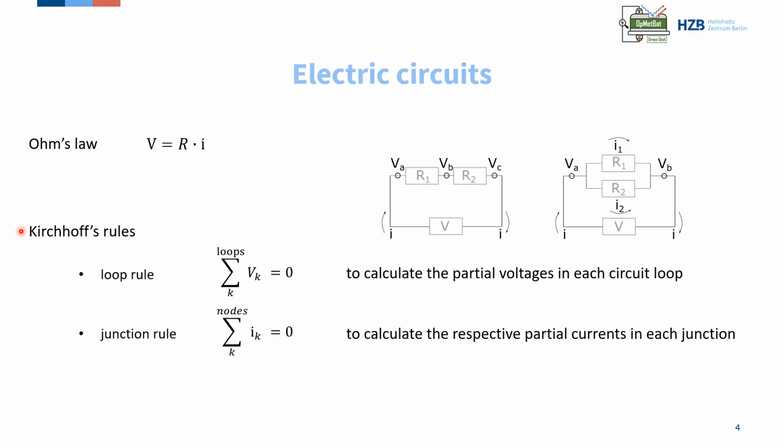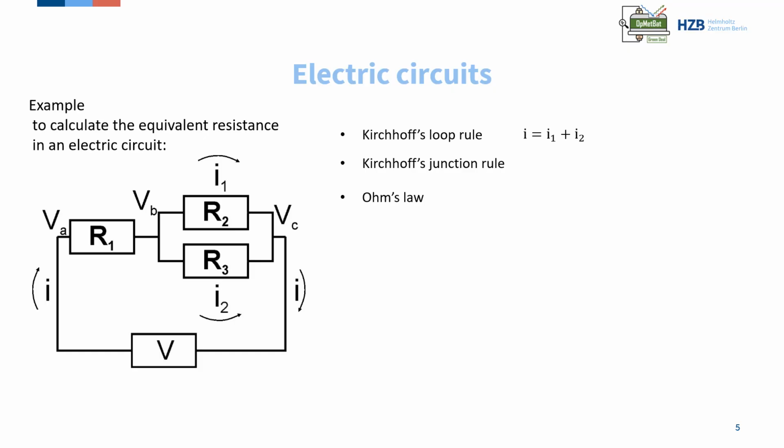Kirchhoff's loop and junction rules state that there should be a net balance between local voltages in each loop and between local currents in each junction. Therefore, these partial contributions should suppress each other. As a practical example, the relations between different resistors in an electrical circuit can be determined with Ohm's law and Kirchhoff's rules. In this example of an electrical circuit, there is one resistor connected in series and two resistors arranged in parallel.